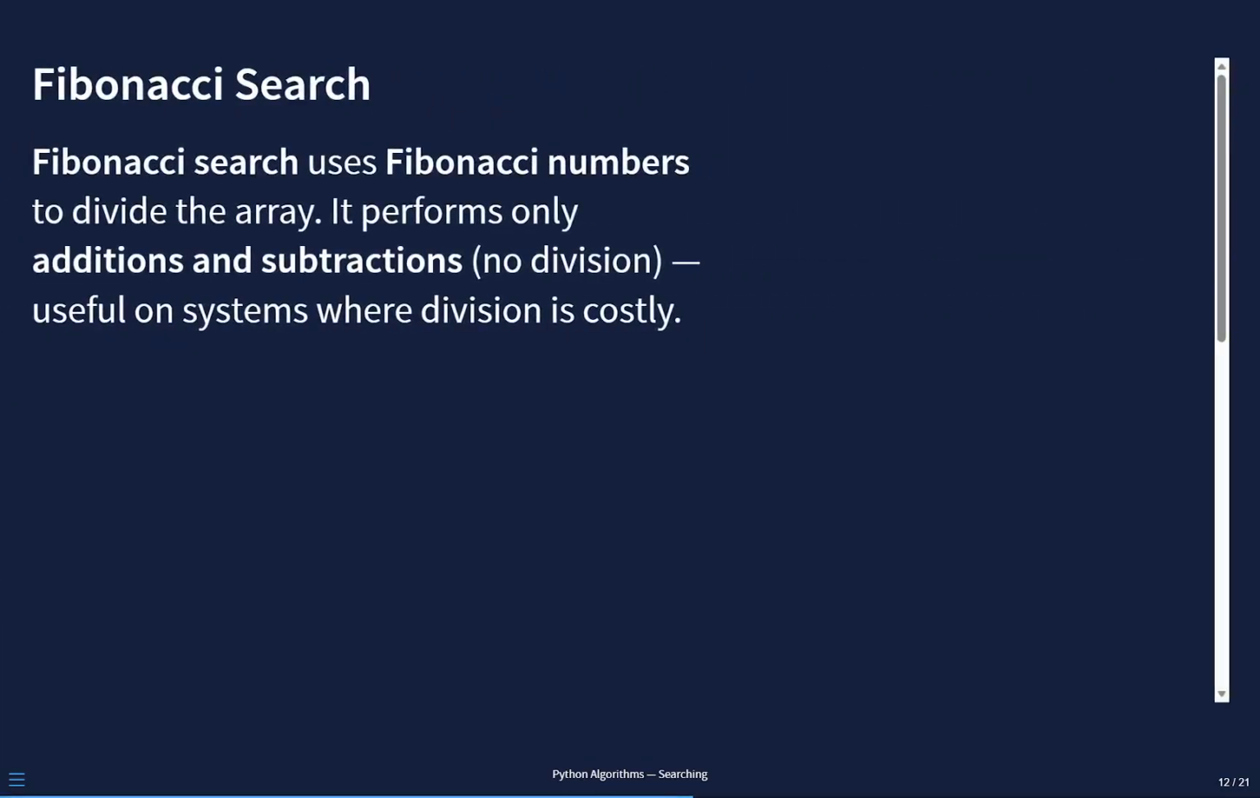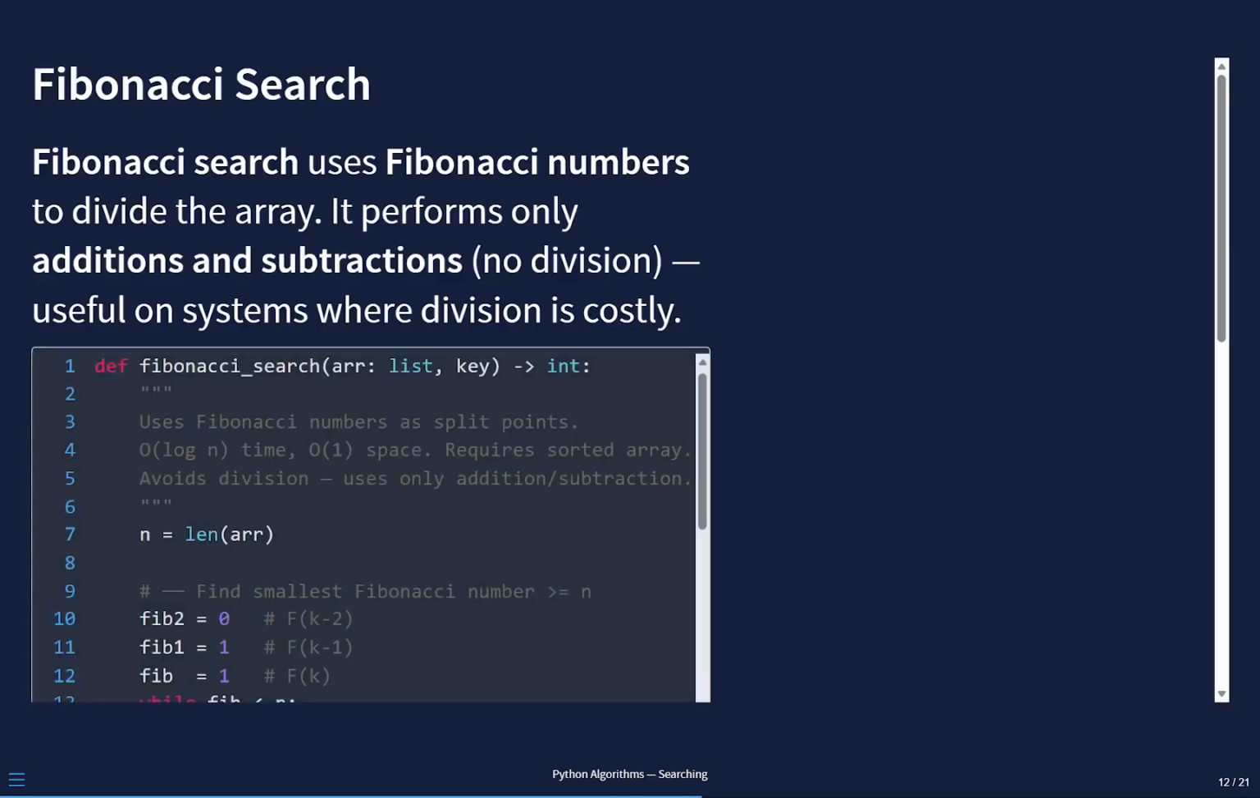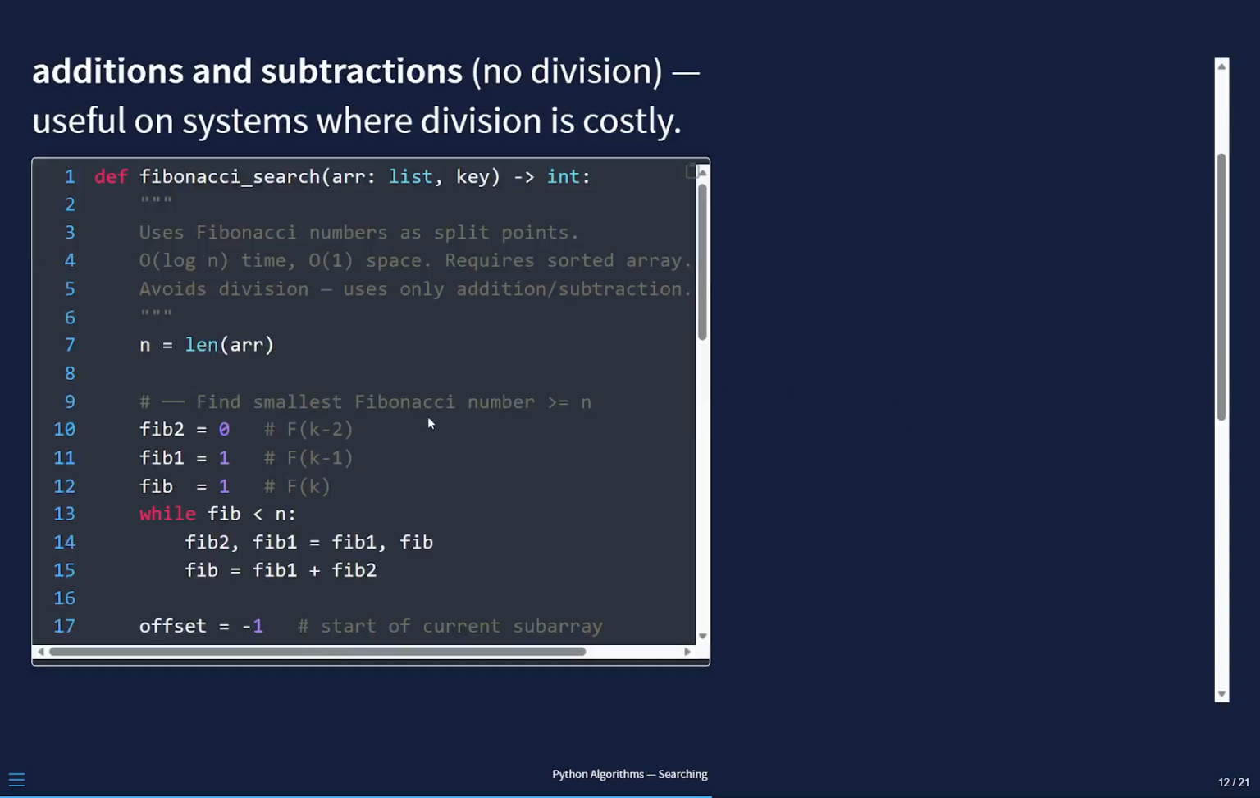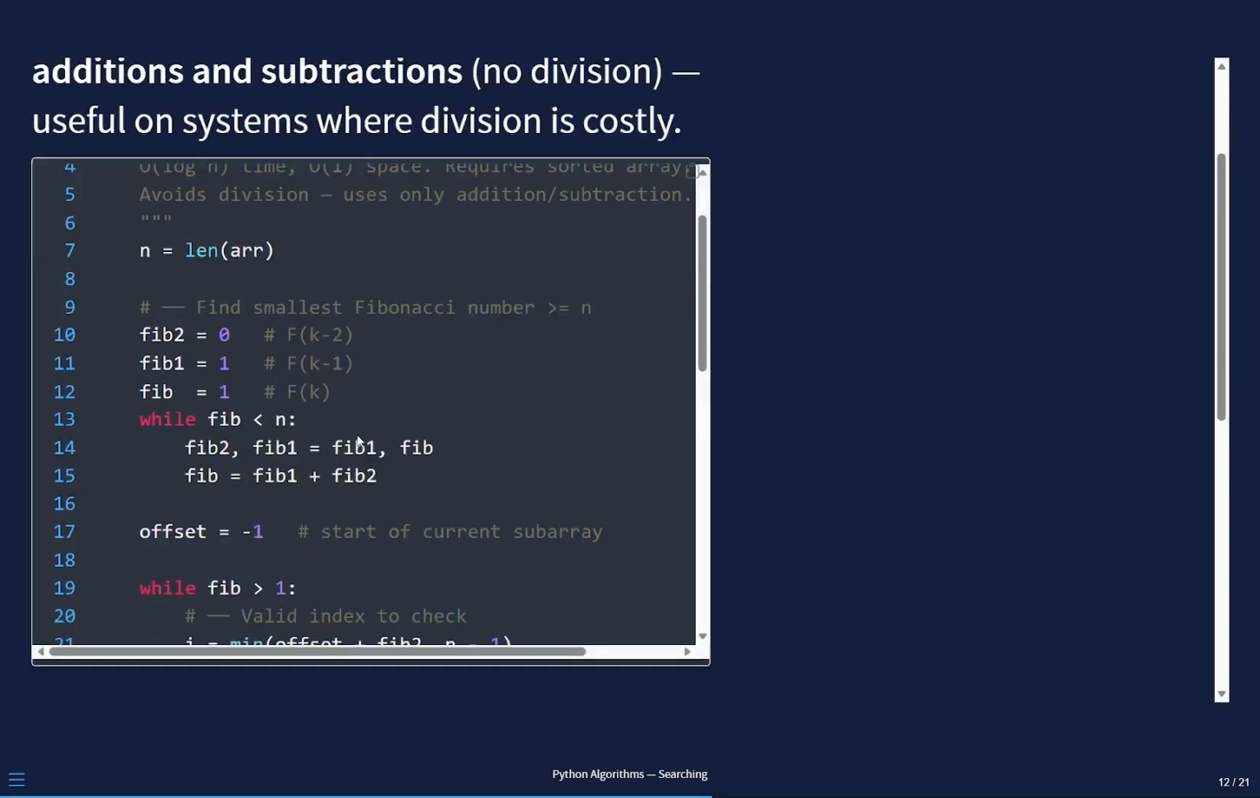Fibonacci search is a curiosity with a practical niche. It performs binary search-style narrowing using only addition and subtraction, no division. That makes it valuable on embedded systems, or historical hardware, where division was expensive. The setup: find the smallest Fibonacci number that is greater than or equal to n, the array size. Use the 2 smaller Fibonacci numbers as the split denominators.